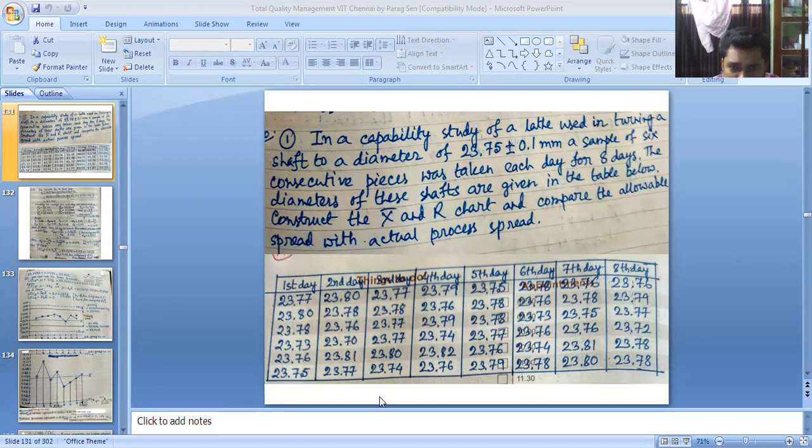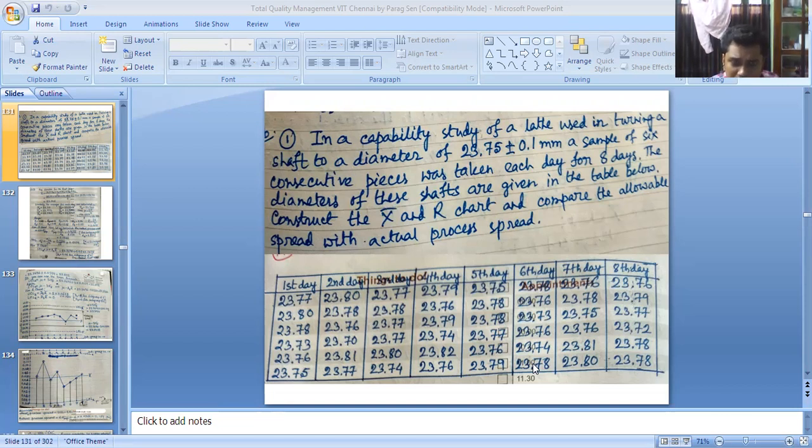If you have a look at this particular problem, then you are basically interested to know the variation of each day and whether those variations are acceptable or not in terms of the control limits you want to judge or understand.